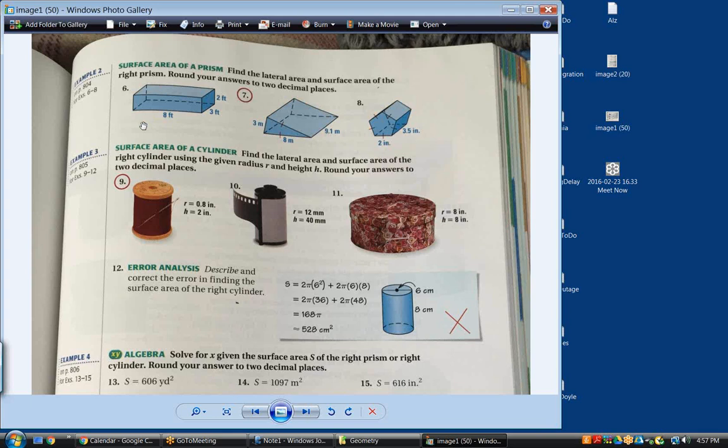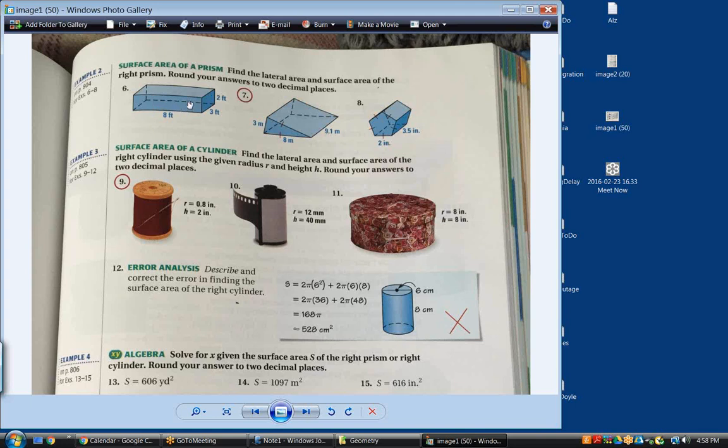Yes, it is. Remember what the definition of a prism is. Two opposite and equal faces. Well, that face right there is the same as that face right there, and they're parallel. Okay. And it's a right prism because everything's at right angles.